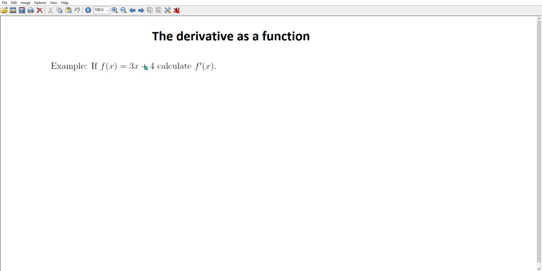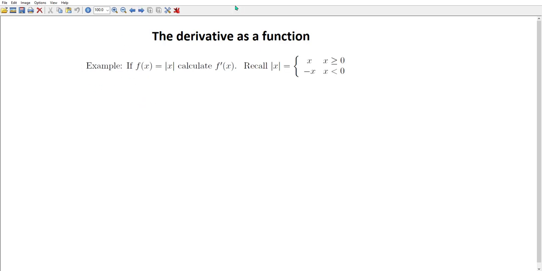Suppose f of x is 3x plus 4. Let's calculate f prime. Now, we're not actually going to use the definition here. We're going to observe that the derivative is 3. Why is that true? The line y equals 3x plus 4 has a constant slope of 3, and the slope of the tangent line for a line is exactly the slope of the line. So if you've got a linear function like this, the derivative is going to be constant, and that constant is going to be the slope.